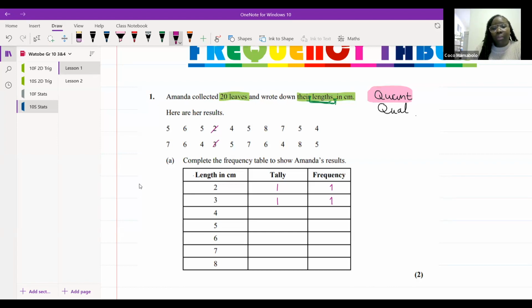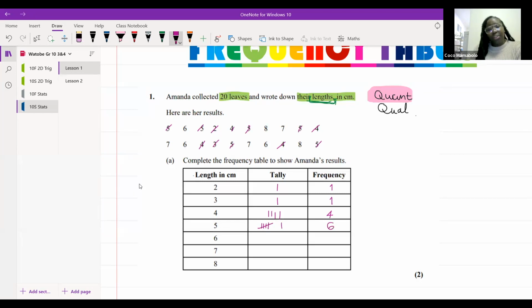How many leaves measure 4? I'm going to go ahead and count them. 1, 2, 3, 4. Okay, 4 leaves measure 4 centimeters. Good. All right, what about 5? How many leaves measured 5 centimeters? I'm going to count 1, 2, 3, 4, 5, 6. Good. So I'm going to go 1, 2, 3, 4, 5, 6.